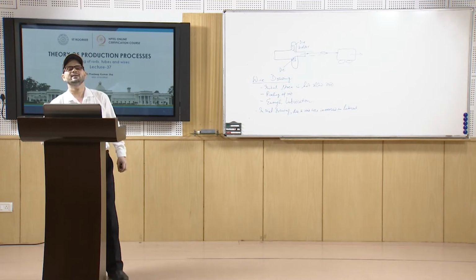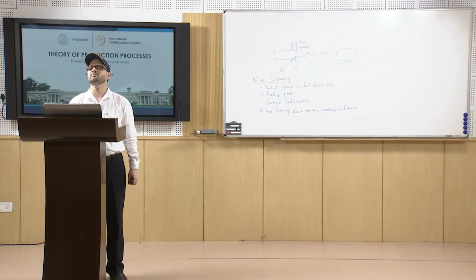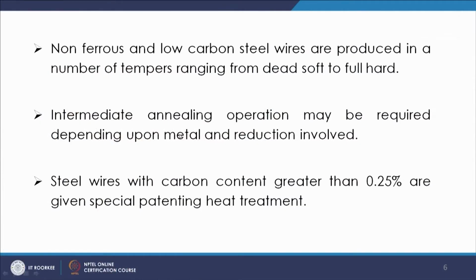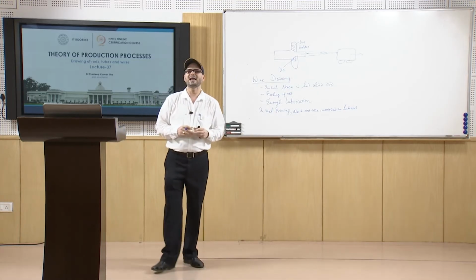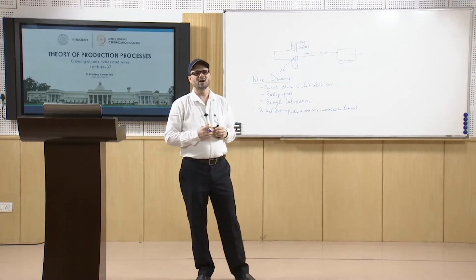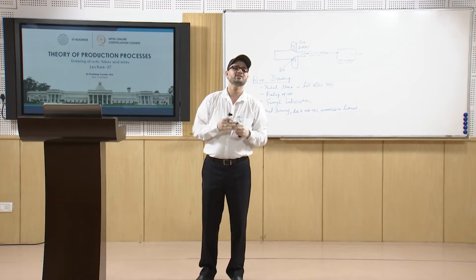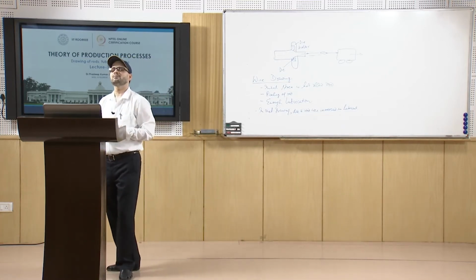Now, what you see is that an intermediate annealing operation may be required depending upon the metal and the reduction involved. So, that is what we discussed: depending upon the type of material and also the degree of reduction involved, you may give the intermediate annealing operation, and that way further reductions are carried out.